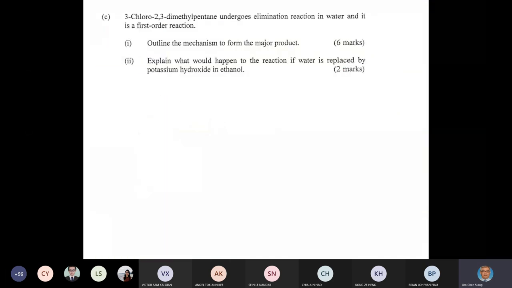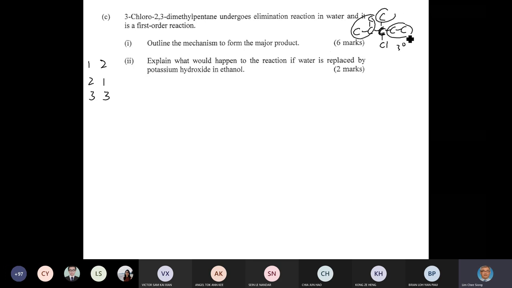Now refer to this question. 3-chloro-2,3-dimethylpentane undergoes elimination in water, and it's a first order reaction. Call out the six numbers: 1, 2, 3, 2, 1, 3. So you can draw the chemical structure roughly. 5 carbon, 2,3-dimethyl, 3-chloro. Yes, we know that this is the C with 1, 2, and 3 alkyl groups.